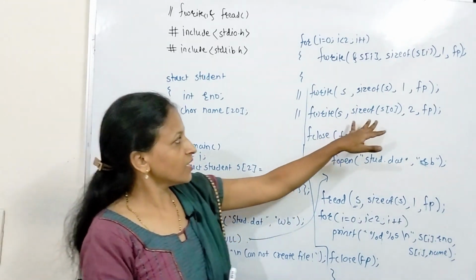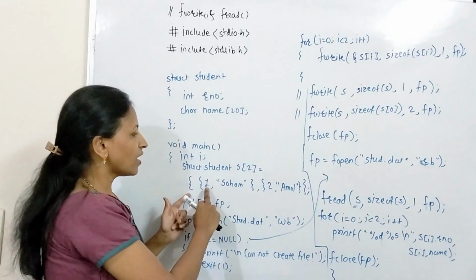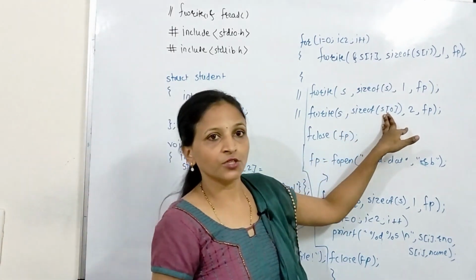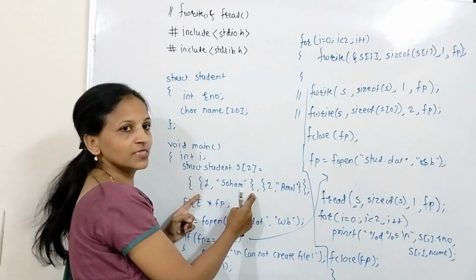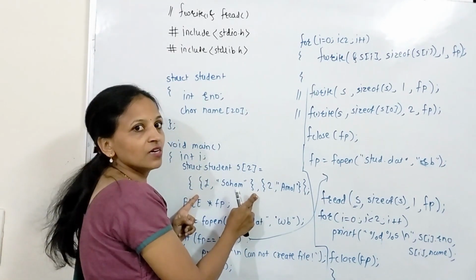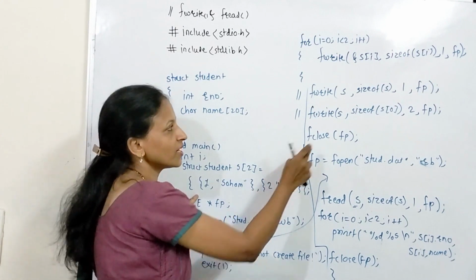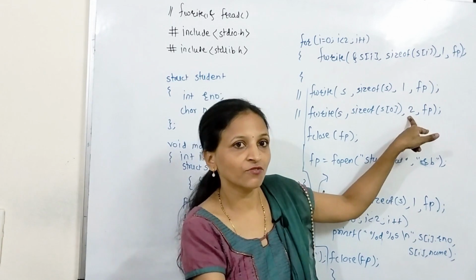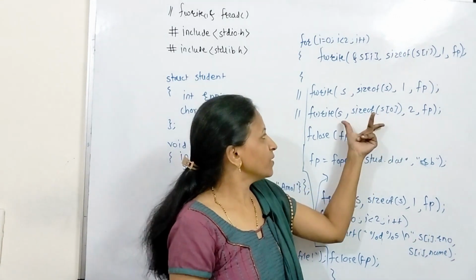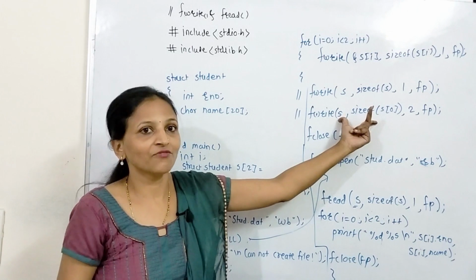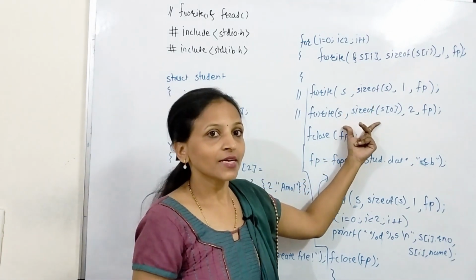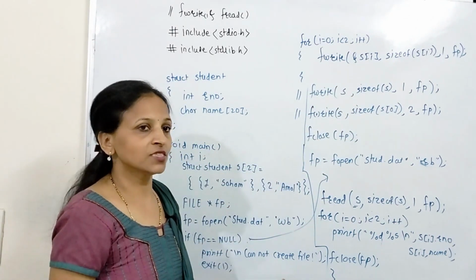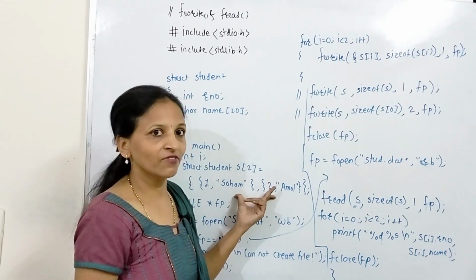Or we can write the two records from this array one by one. In that way also we can write here like s. I want to write this whole array, but here I have mentioned size of s of 0. s of 0 means only this size, this number of elements it will write to the file. First it will write this part and then this part. In this way two times it will do that task, and for that we have to write only one fwrite statement. You can write anything to do this task, to write these two records to the file with the help of the fwrite function.